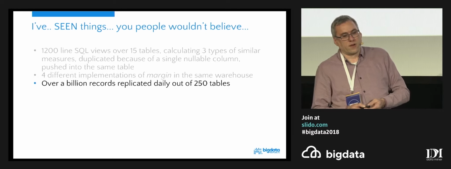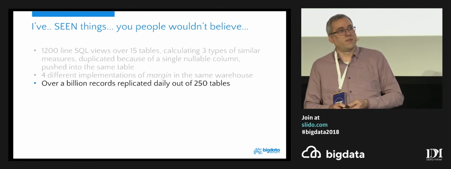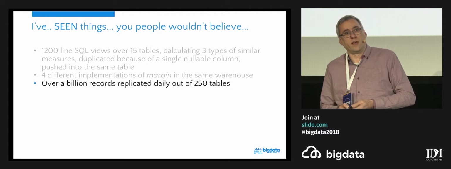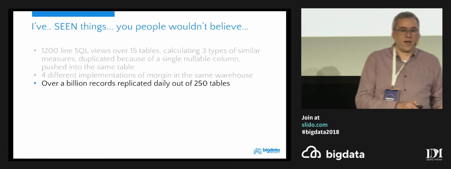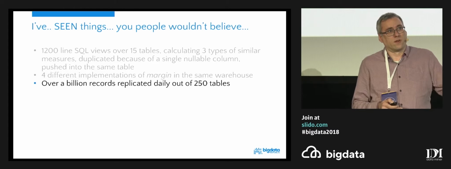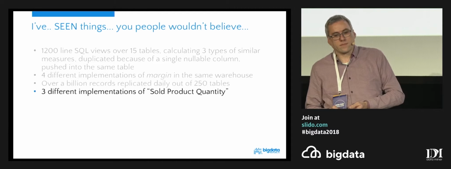In this data warehouse, there were over 1 billion records replicated on a daily basis out of 250 tables. That was a transactional data store. And all the measures over the past 4 years were recalculated almost on a daily basis. They were recalculated completely on a Sunday. And on every day, they would be recalculated for the past 30 days or only for the past day, depending on what the metric was used for.